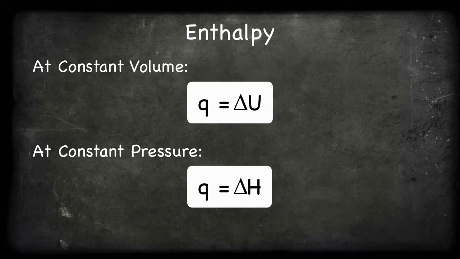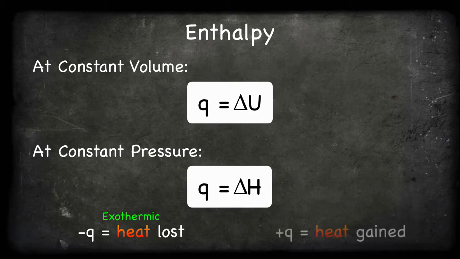Any of the terms in these equations can have a positive or a negative sign to communicate what is occurring. For example, if Q is negative, then heat is being lost from the system and the process is exothermic. If Q is positive, that indicates that heat is absorbed by the system and the process is endothermic. If the system is neither exothermic or endothermic, then the system is at equilibrium and Q equals 0.